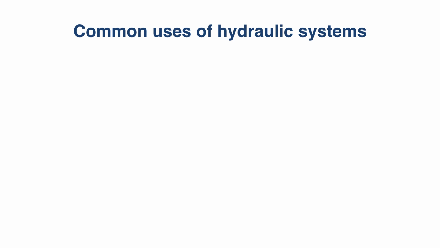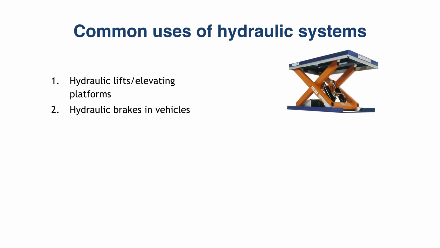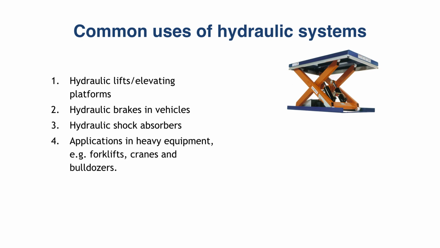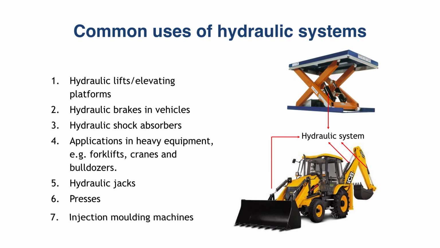Common uses of hydraulic systems are hydraulic lifts and elevating platforms, hydraulic brakes in vehicles, hydraulic shock absorbers, applications in heavy equipment, for example forklifts, cranes and bulldozers, hydraulic jacks, presses, and injection molding machines.